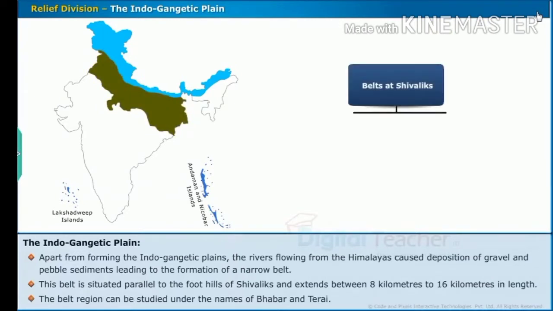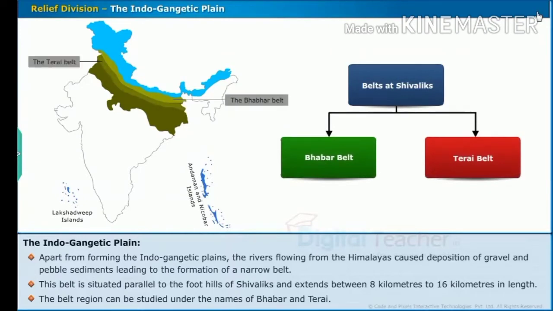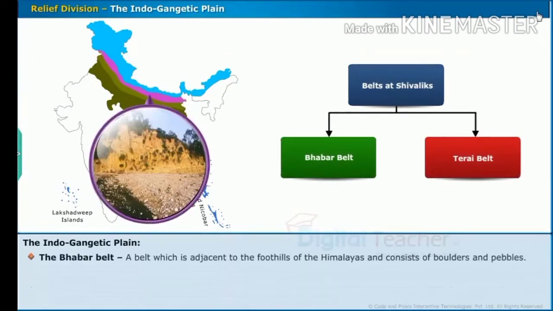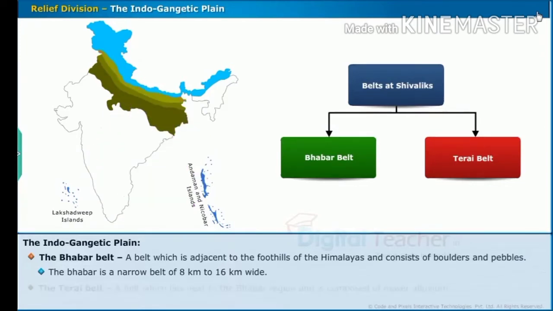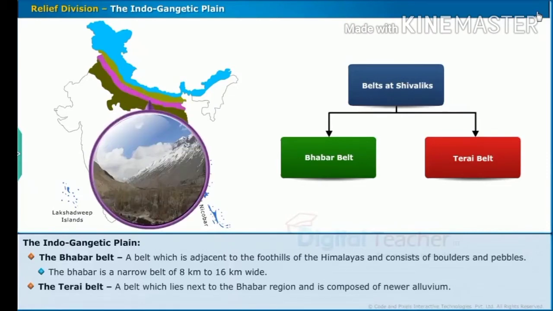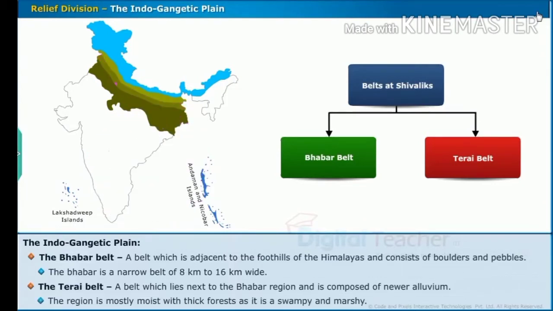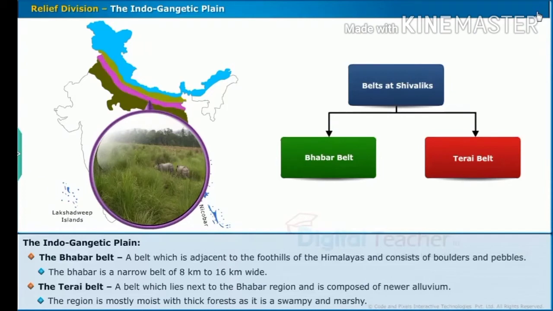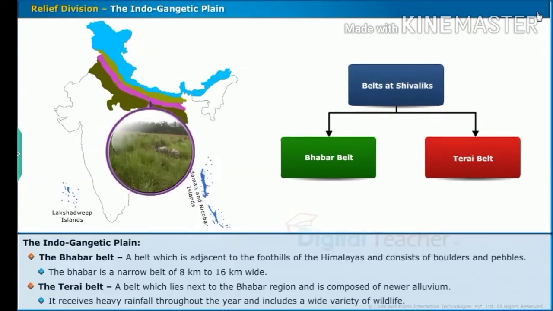The belt region can be studied under the names of Bhabar and Terai. The Bhabar Belt is adjacent to the foothills of the Himalayas and consists of boulders and pebbles. The Bhabar is a narrow belt of 8 kilometers to 16 kilometers wide. The Terai Belt lies next to the Bhabar region and is composed of newer alluvium. The region is mostly moist with thick forest as it is swampy and marshy. It receives heavy rainfall throughout the year and includes a wide variety of wildlife.